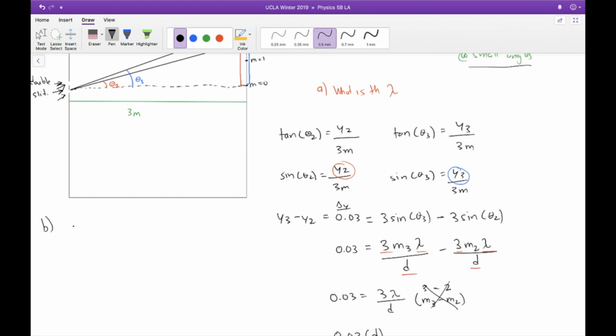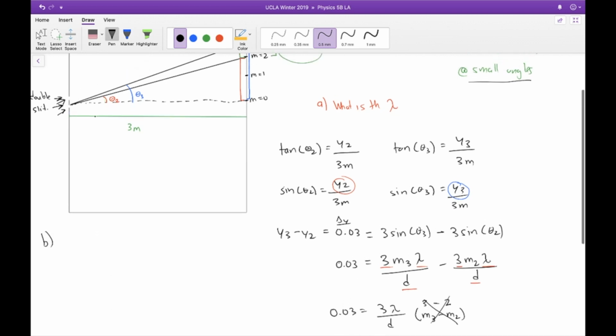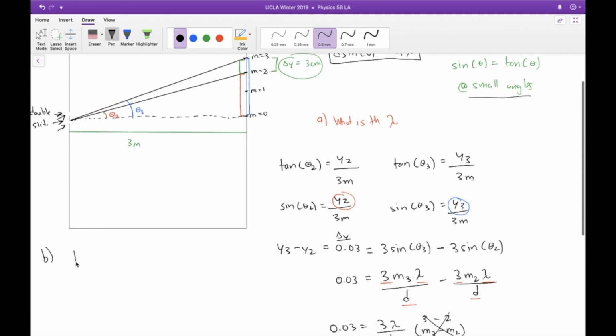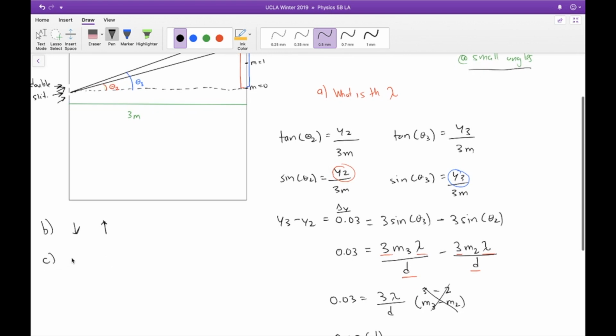So B, I'm not going to go over much, but it's asking what happens to theta when the distance between the slits increases, aka when the diffraction grating gets smaller. So if d gets smaller, theta has to get bigger, right? So that's pretty easy. They're just an inverse relationship, down, up. Okay, now I'm going to go over part C real quick.